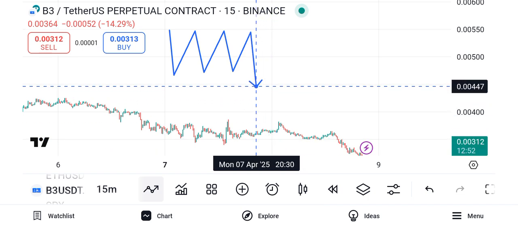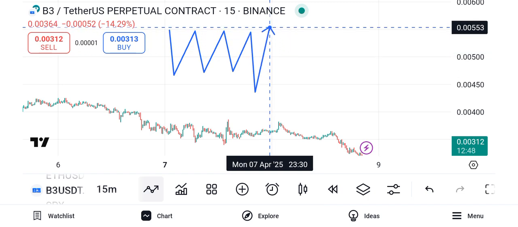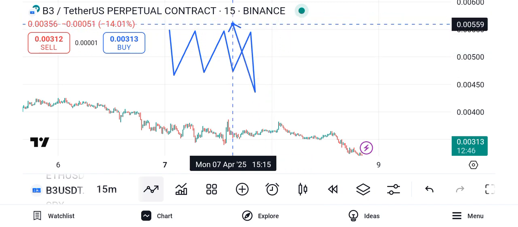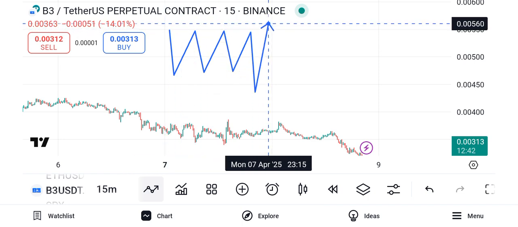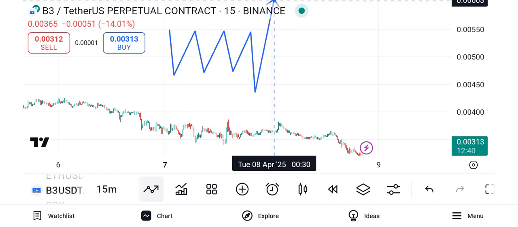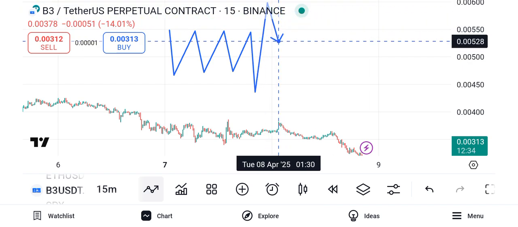But what happened? It trades back, goes back up to take out this buy side liquidity, also inducing buyers into thinking that the market wants to go up. What happened? It comes back down inside.